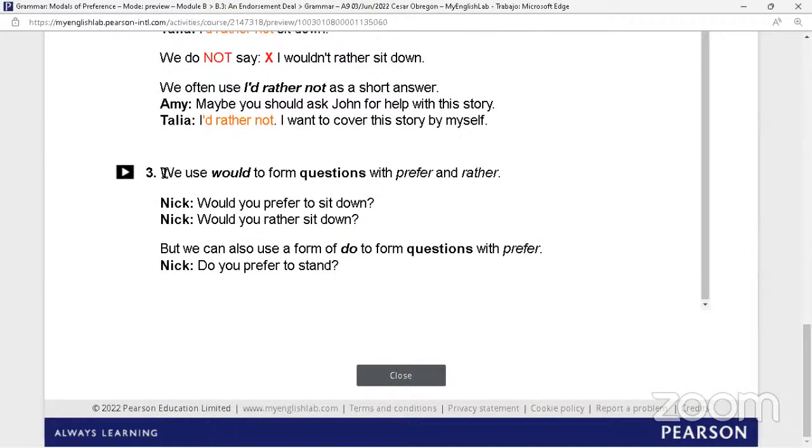Are you ready? Yes, I am. We use would to form questions with prefer and rather. Would you prefer to sit down? Would you rather sit down? But we can also use a form of do to form questions with prefer. Do you prefer to stand?